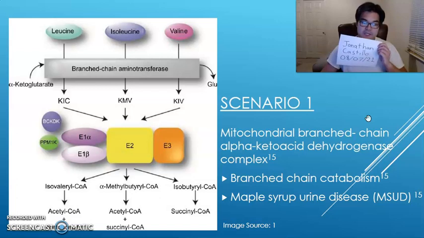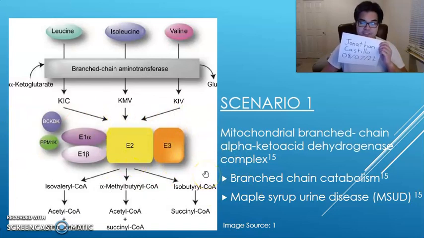It's very likely that the patient has a deficiency of the mitochondrial branched chain alpha keto acid dehydrogenase complex. The screening test was positive for branched chain amino acids, which means that there is a defect in the catabolism of leucine, valine, and isoleucine. This is occurring at the oxidative decarboxylation step of the catabolism via the mitochondrial branched chain alpha keto acid dehydrogenase complex, or the BCKAD complex.